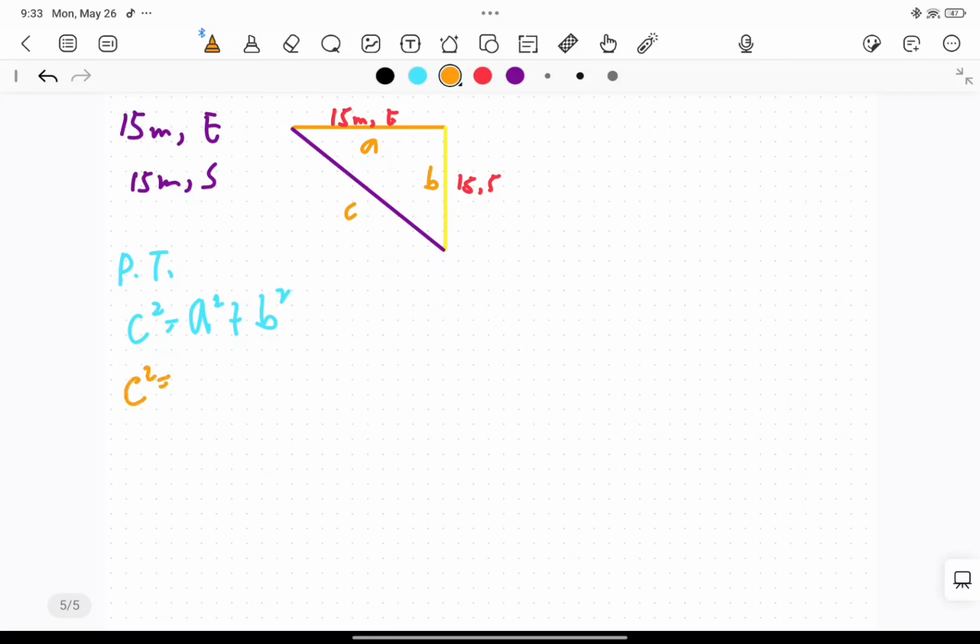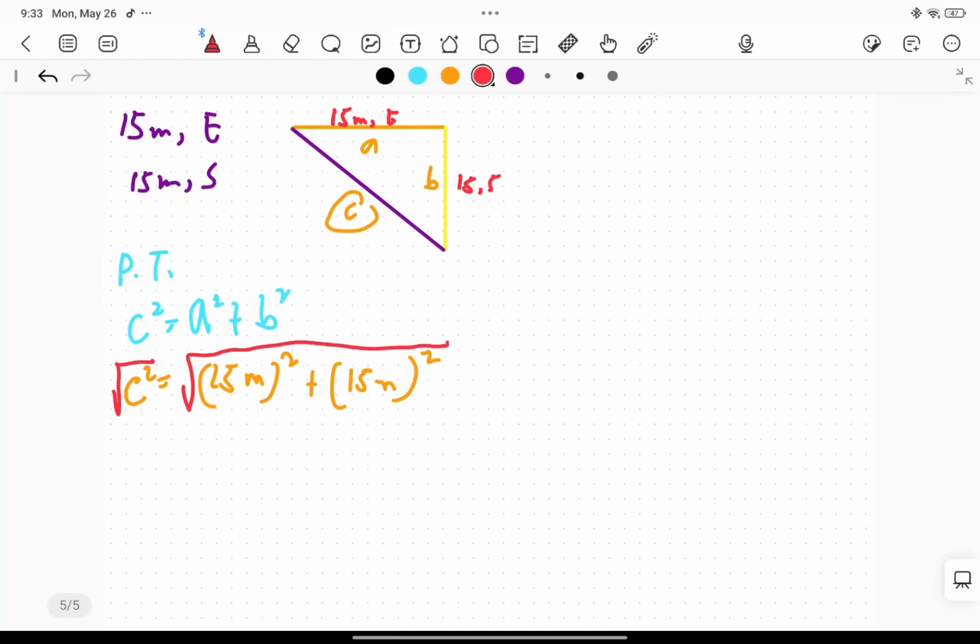C squared is equal to 15 meters, square them both, plus 15 meters, and then square them both. And since we only need c, we have to remove the squared of the c. In order to do that, we have to square root both sides. The square root of c squared is c. Before we get the square root of the following inside the radical sign, we have to simplify it first. What is 15 times 15?